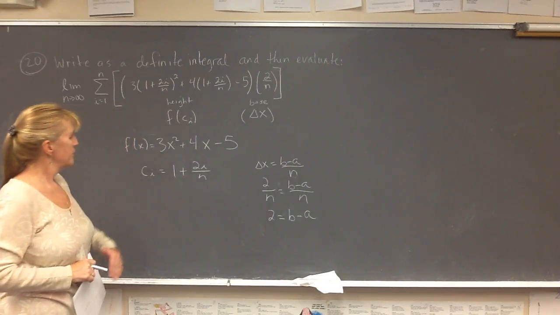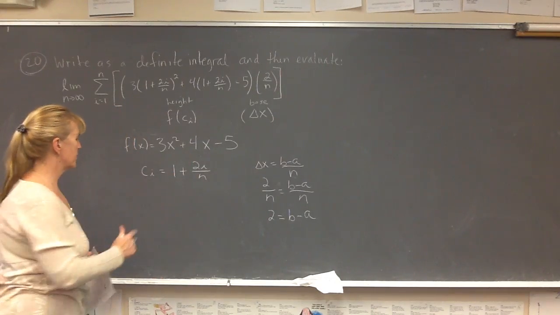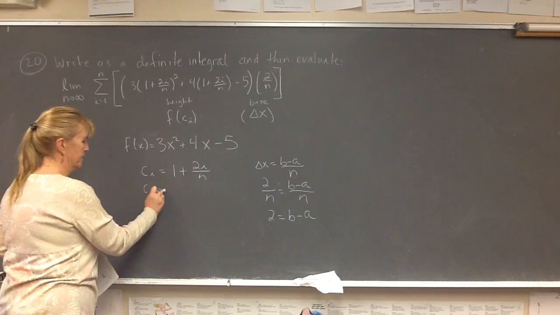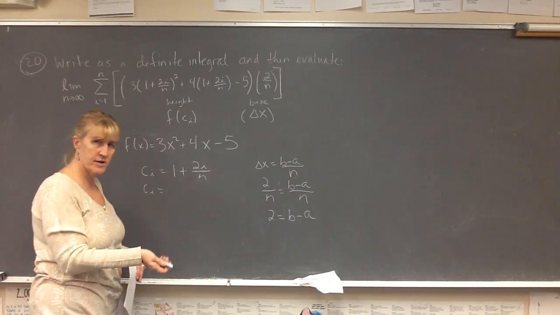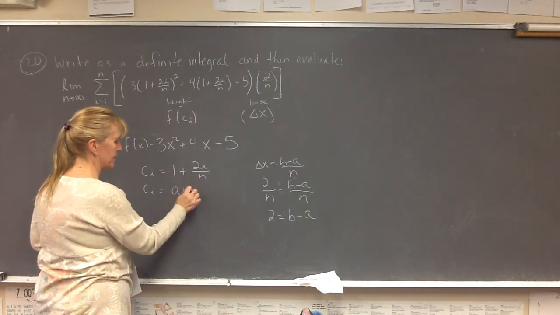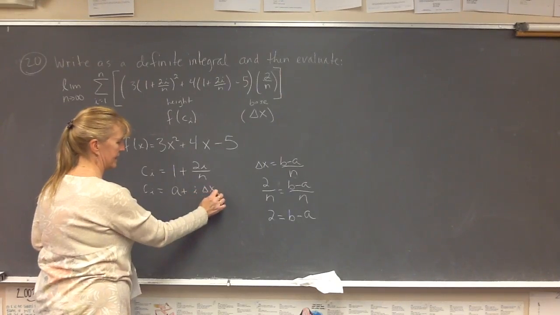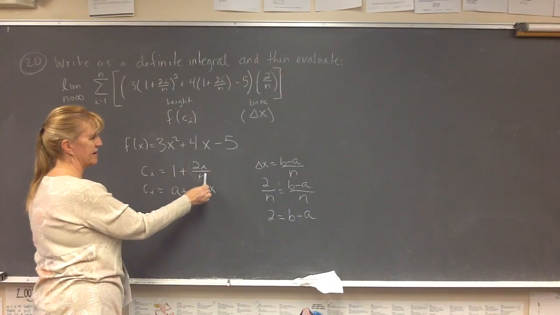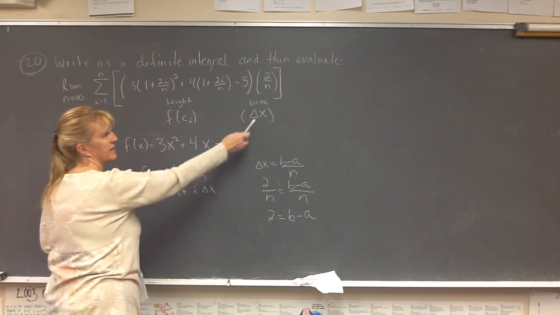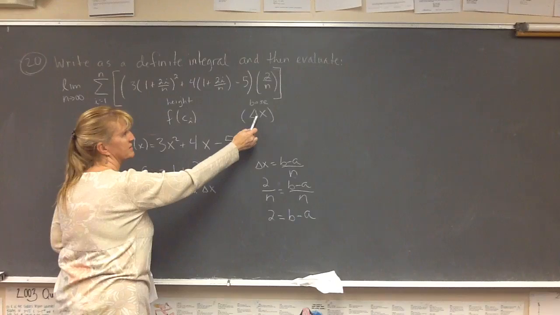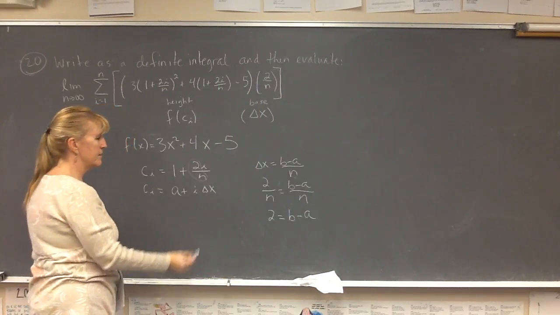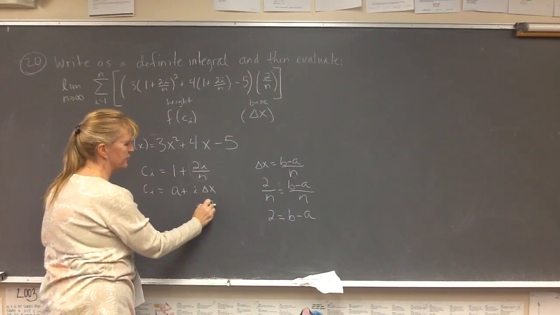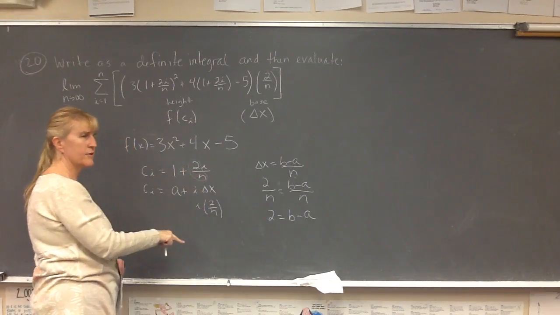Good to go. So back over here as I bounce back and forth, my c sub i has a formula for it as well, and that is a plus i delta x. You can see the i matches, and so you can see that the delta x is matching as well. We said that the delta x, which was your base of each of the little rectangles, is 2 over n. So the i and then the 2 over n gives you the 2i over n.